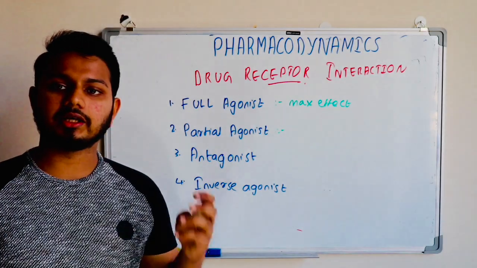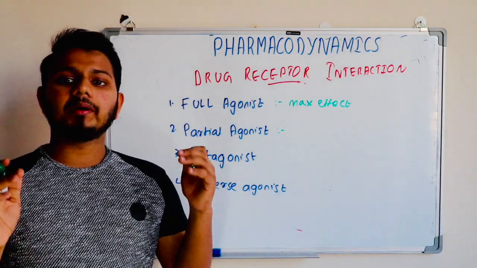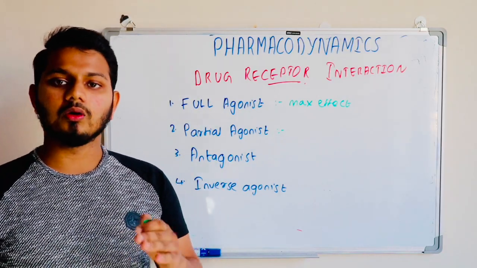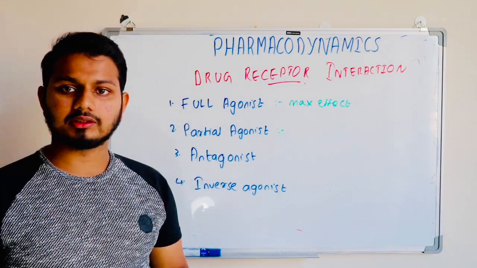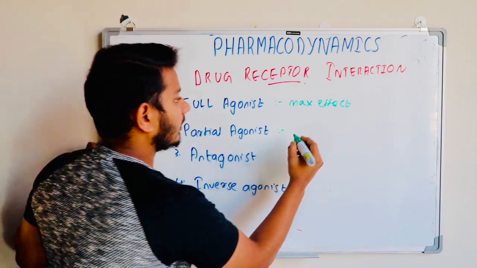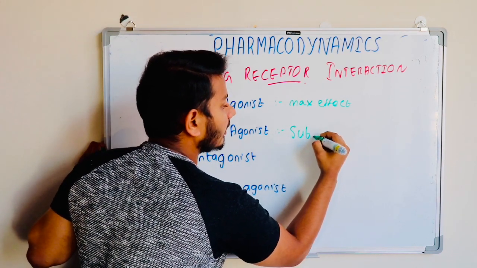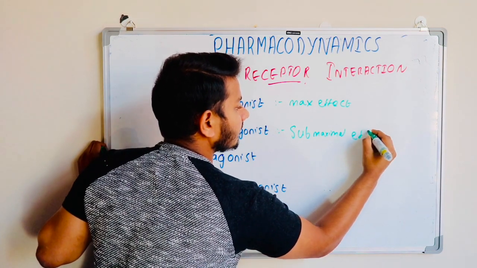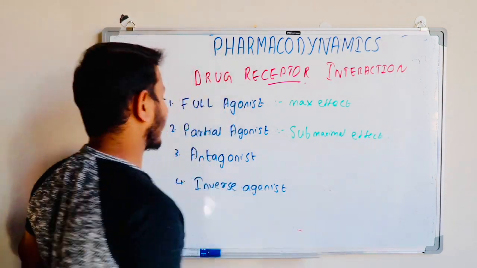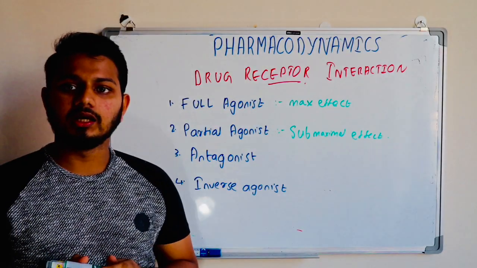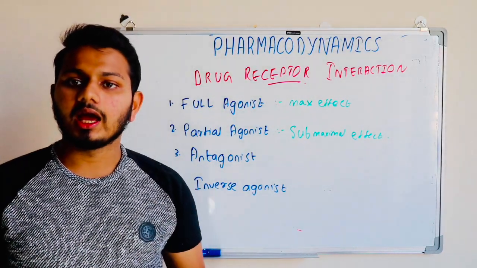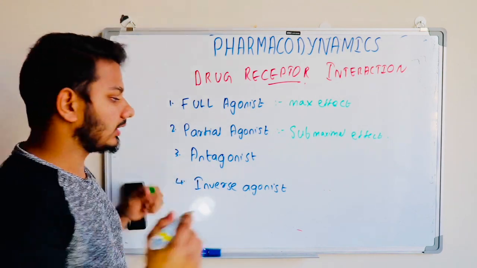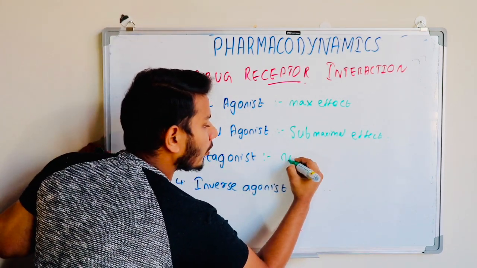What is a partial agonist? A drug that binds to a target and produces a submaximal effect, not the full effect, a partial effect. What is an antagonist? A drug that binds to a target and produces no effect is known as an antagonist. It produces no effect.